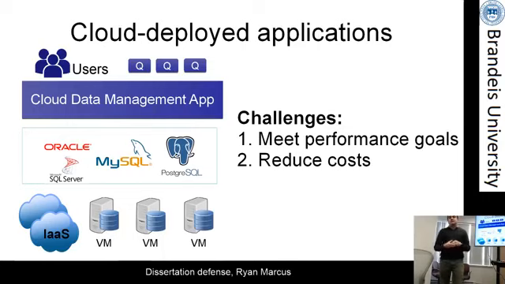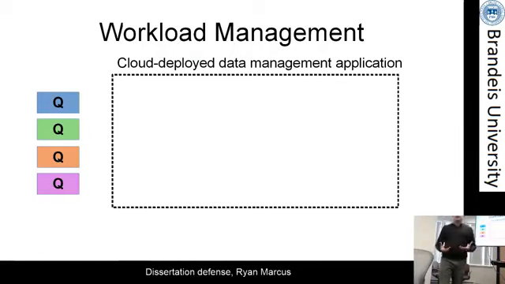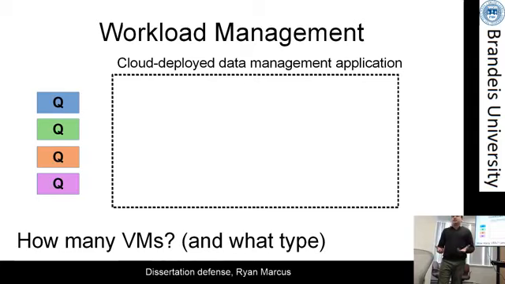And in this environment, we have two primary goals. The first is that we want to meet the performance goals of the user, and the second is that we want to reduce costs. So what WiseDB does is tackle these challenges. To give you an example of what that might look like, imagine the user submits the 4 queries here. The first thing the user needs to decide is how many virtual machines am I going to use to process these queries and what type.